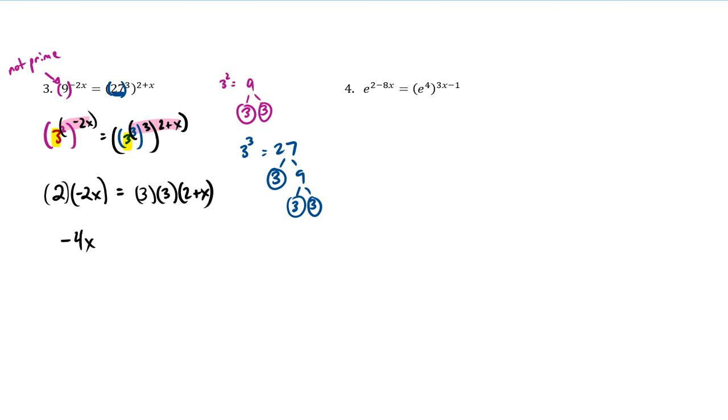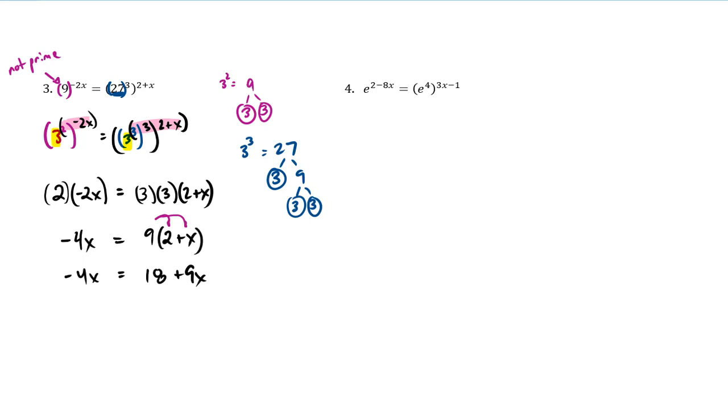So on the left, it would be negative 4x. 2 times negative 2 is negative 4. On the right, let's do it in 2 steps. 3 times 3 is 9. And then now we could distribute. So I have negative 4x equals 18 plus 9x. Okay, so this is what this looks like.